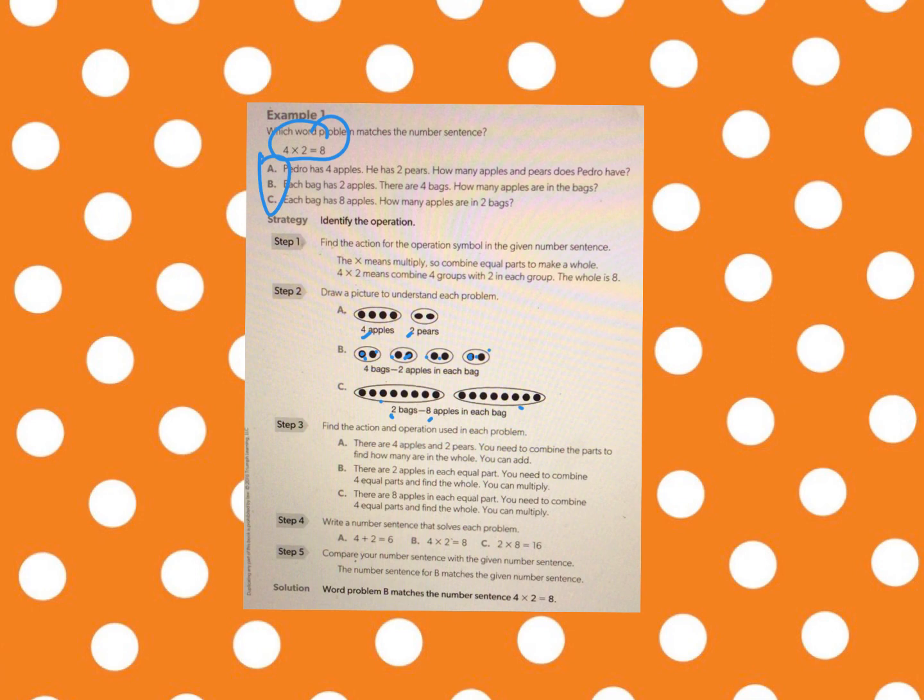So step 3, we would find the action or operation using each problem. And then step 4, we could actually write a number sentence that solves each problem. And then step 5, we would compare our number sentence with our given number sentence. So we find out that the word problem B matches the number sentence 4 times 2 equals 8.